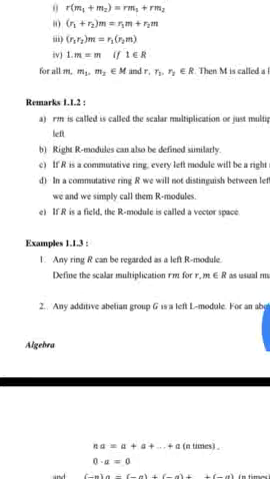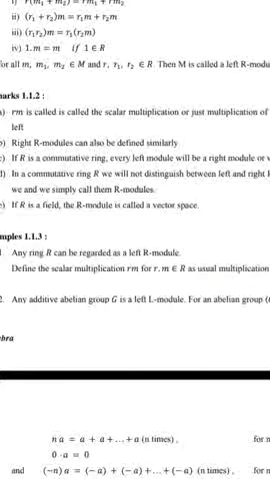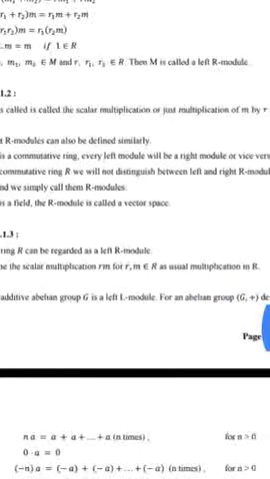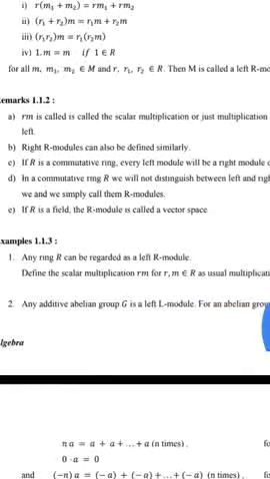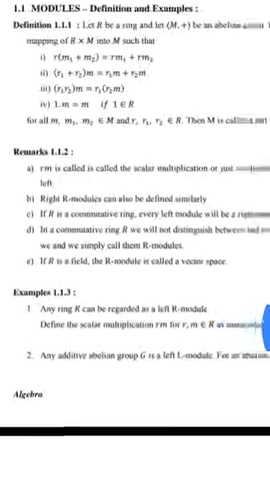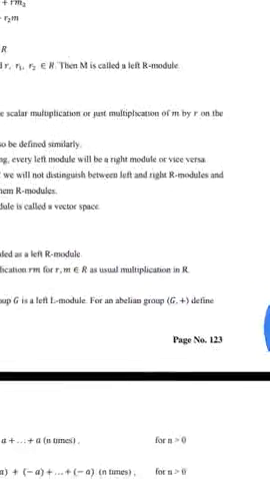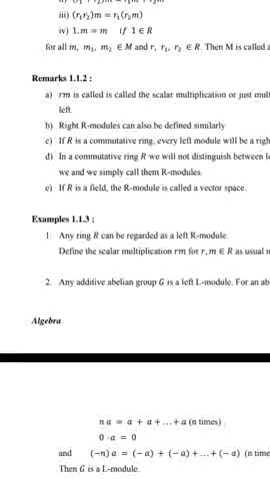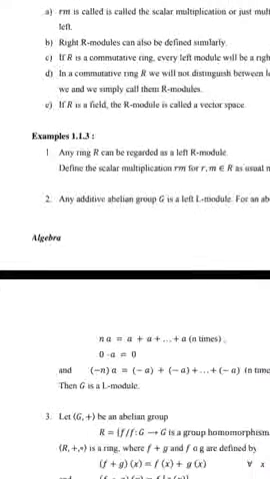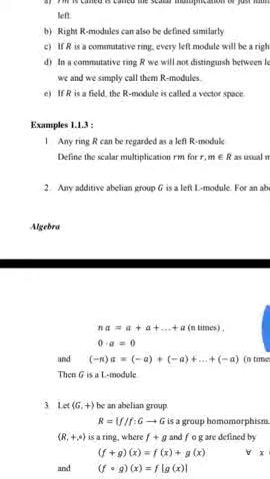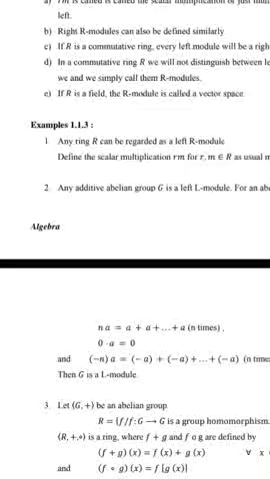If R is a commutative ring, every left module will be a right module and vice versa. In a commutative ring R, we will not distinguish between left and right R modules, and we simply call them R modules. If R is a field, then an R module is called a vector space.